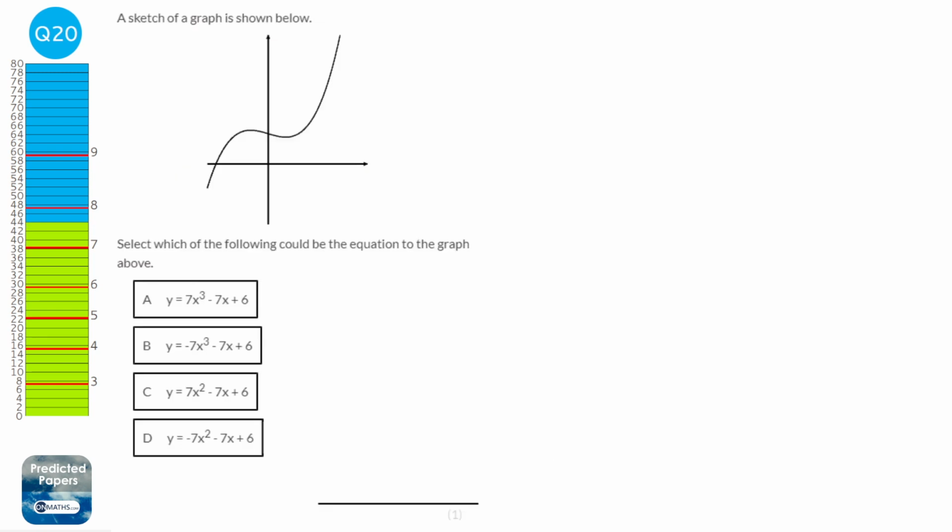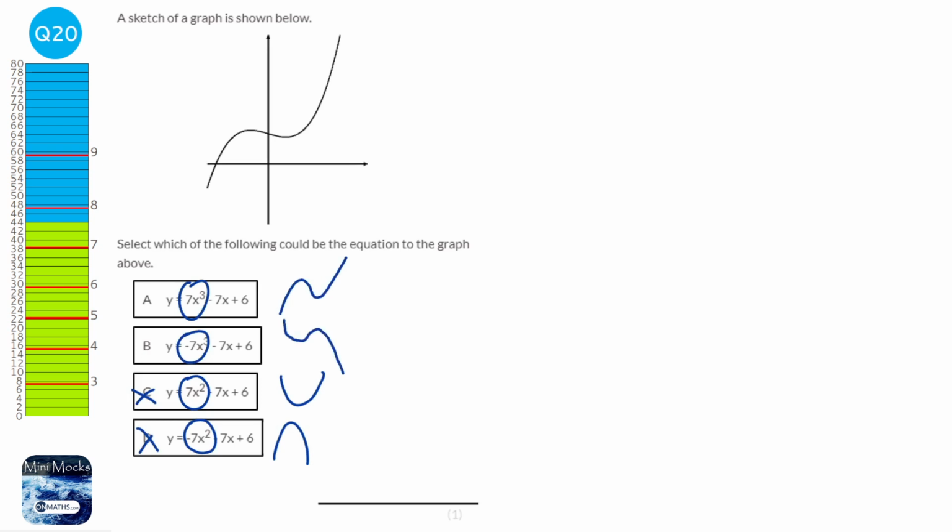With this question, you've just got to know what the different functions look like. So with C and D, we've got quadratic functions. One's a positive quadratic, which is a U shape. One's a negative quadratic, which is a kind of upside down U shape or an N shape. And here we don't have that, so we can get rid of those in our thoughts straight away. A is a positive cubic, which goes up, then down, then up again. And B is a negative cubic, which goes down, up, and then down again. So this one here goes up, down, up again. That's going to be a positive cubic. So our answer is A.